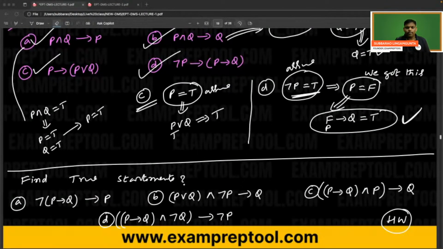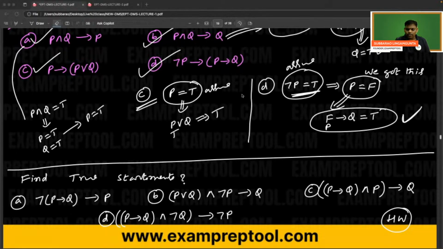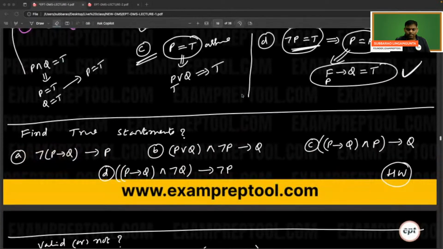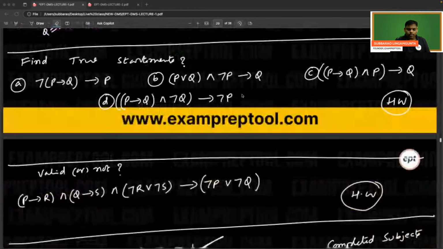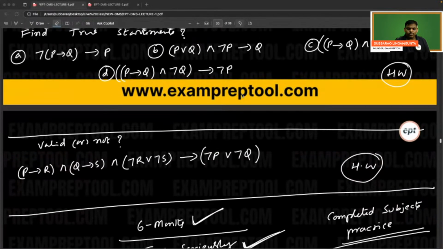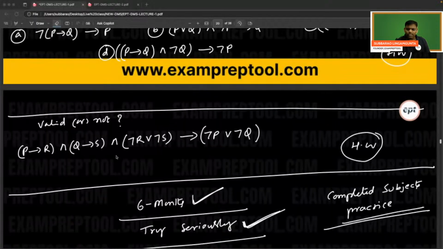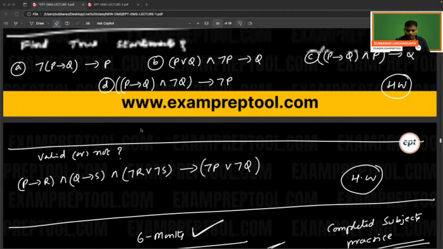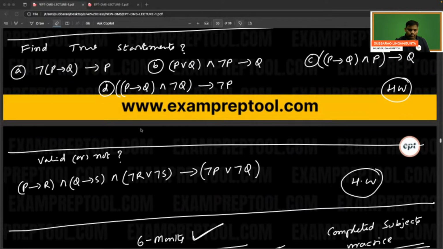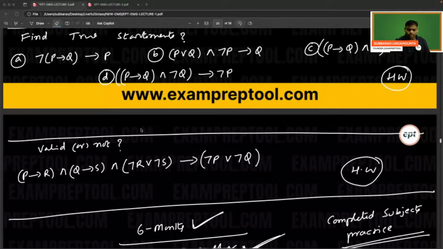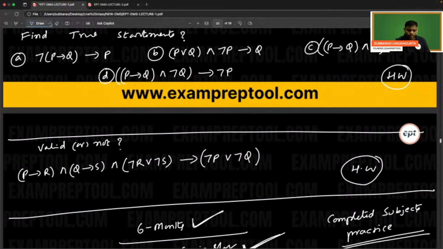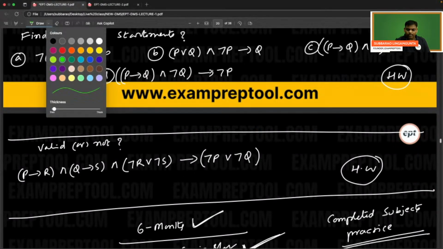So, this is the place where we stopped yesterday. This is the first problem which I gave yesterday, and this is the second problem. Let's try the first problem first, and the second problem we'll see again. This is homework. I'm starting now. I think everyone is ready.